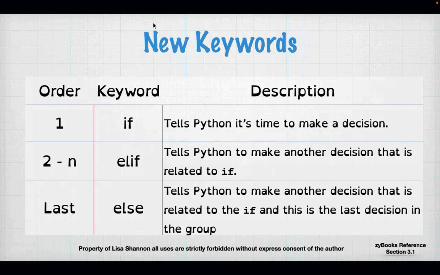And this week we're ordering. We have an order for these keywords. If always starts a branch. Elif may come second, or third, or fourth, or fifth, because you can have as many elifs as you want. And then the last thing is else. So you don't have to have an else, but you can have an else. So there's a way to play around with this stuff, and we'll look at that.